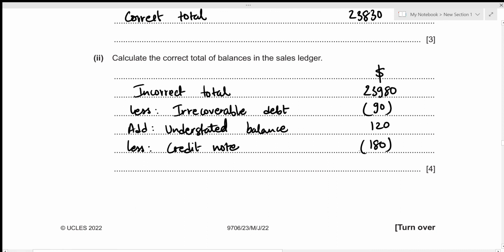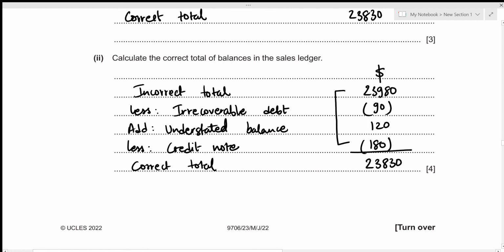This concludes all of the errors. So now we can figure out our correct total. That is just the total of these four amounts. So that's 23,980 minus 90 plus 120 minus 180, which results in 23,830.